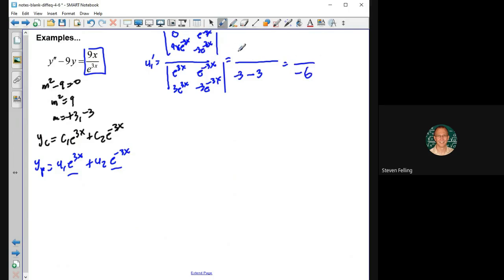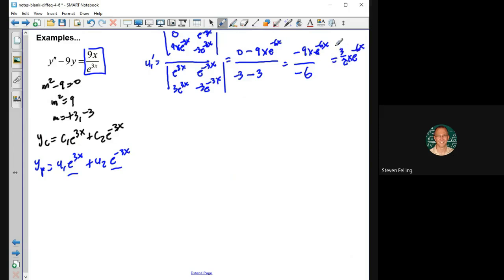On the top, we have 0 minus 9x, and then we have e to the, let's see, negative 3x times another e to the negative 3x. So when we add negative 3x and negative 3x together, we're going to get e to the negative 6x here. So this is negative 9x e to the negative 6x. So this is going to be positive 3 halves x e to the negative 6x. That's what u1 prime is.